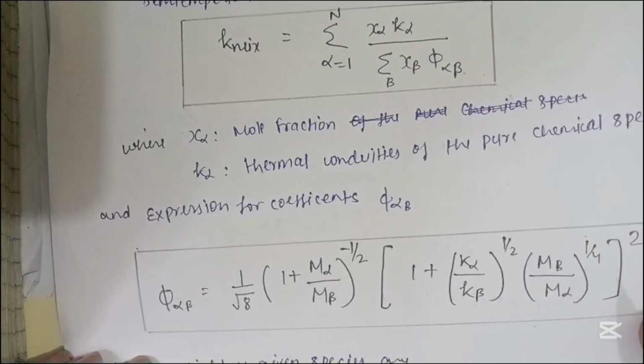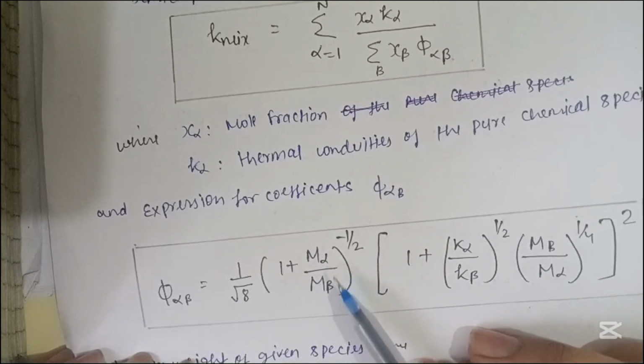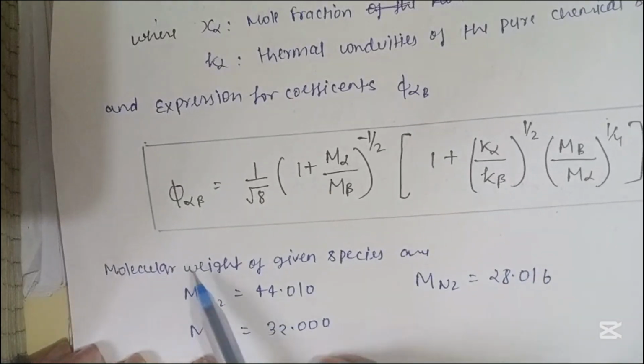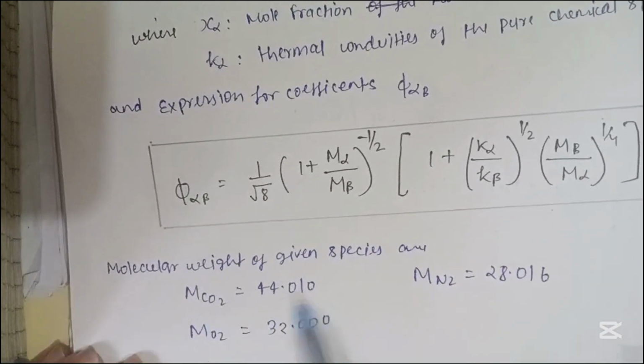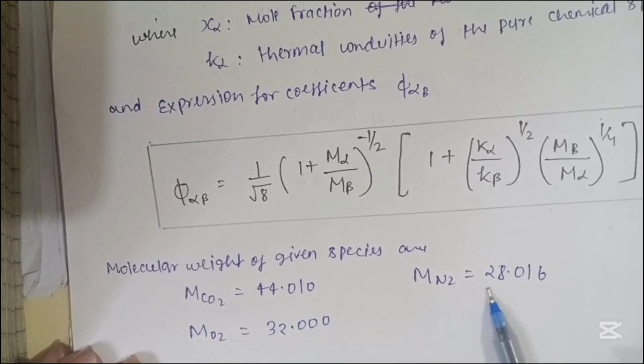Proceeding further in the question, we will need the molecular weight of the species. So we have written the molecular weight of the given species. For CO2 it is 44.01, for O2 32, for N2 the molecular weight is 28.016.